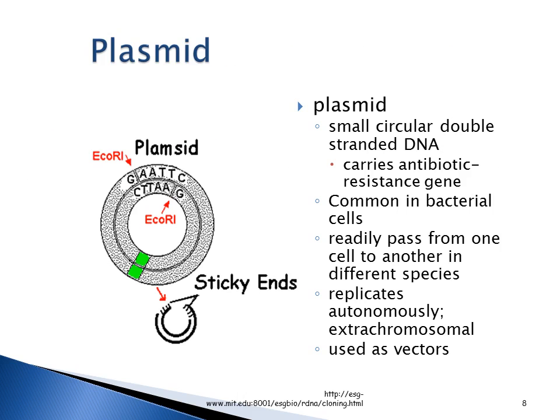So remember, we talked about plasmids before. Plasmids are small circular double-stranded DNA that usually carry an antibiotic resistance gene, which is important for recombinant DNA technology because you need that marker. Plasmids are very common in bacterial cells. So bacterial cells commonly have numerous plasmids in them. These plasmids can readily pass from one bacterial cell to another bacteria, even among different species. Plasmids are autonomously replicating and they are extrachromosomal.